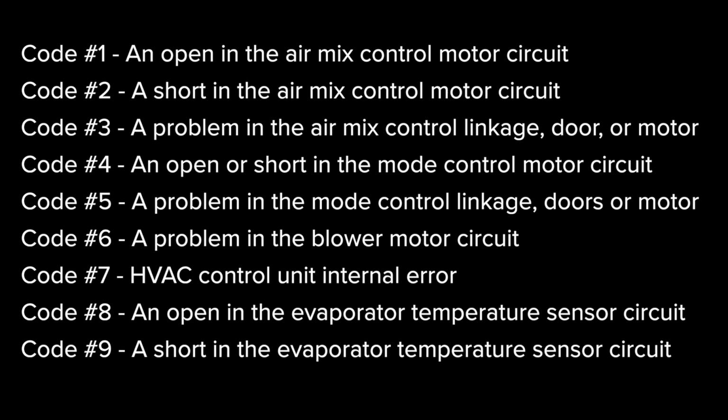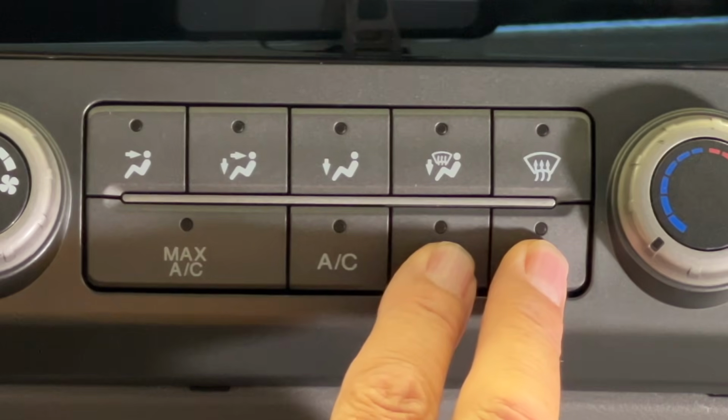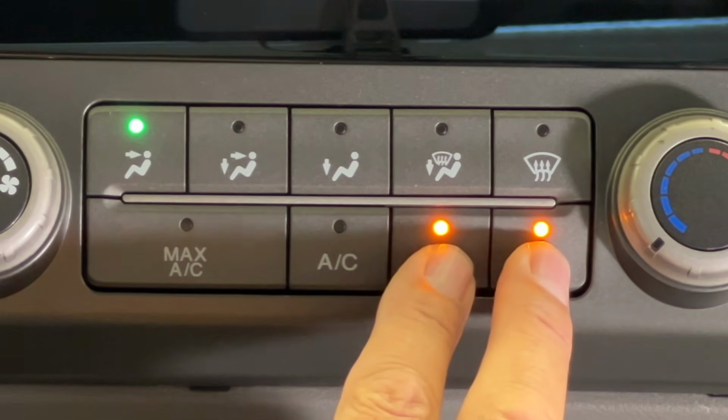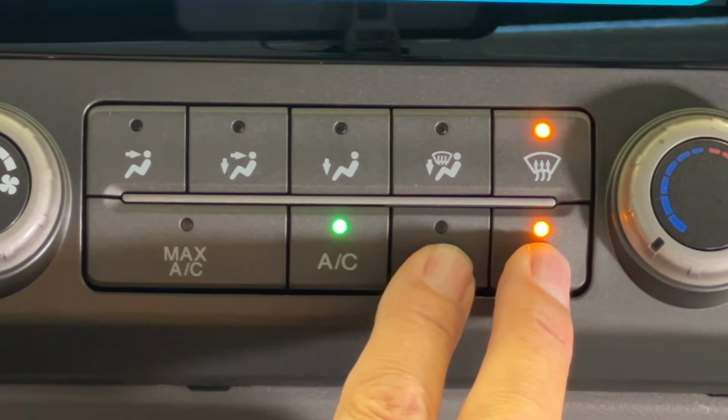There's only one code associated with the recirculation system, and that's going to be code 7, a control unit internal error. If you need to know how to pull codes from your HVAC control head, I'll put a link to that video in the description.